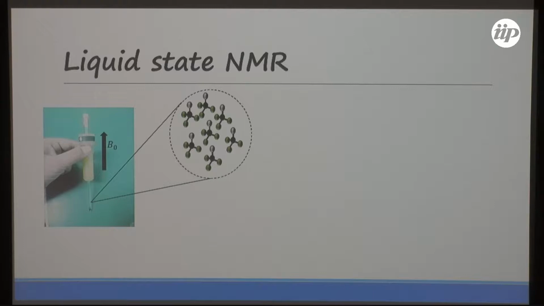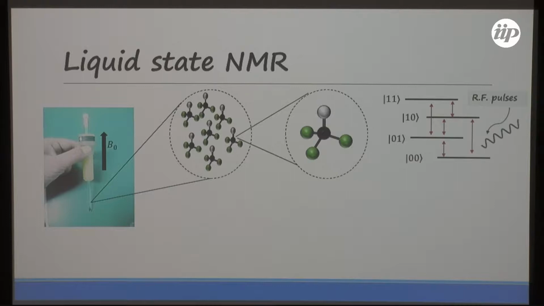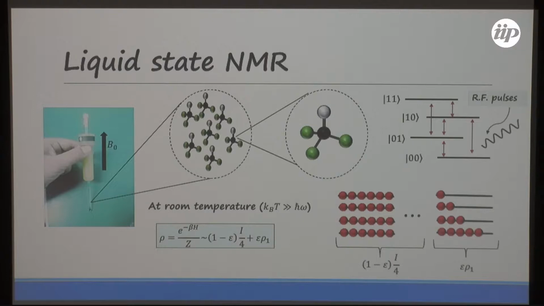So this is an example of molecules. One of the most simple molecules that you can work with is this one, the chloroform, okay? You have two qubits here. You have the nucleus spin of the carbon and the nucleus spin of hydrogen. This is a two qubit system, okay? And you put this in a magnetic field. This system has four levels, which you can manipulate using RF pulses, okay? Also different from ion traps and superconducting, here we perform the experiments at room temperature, okay?